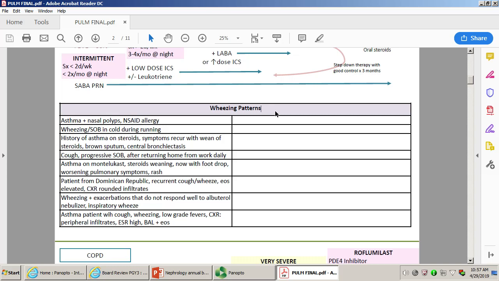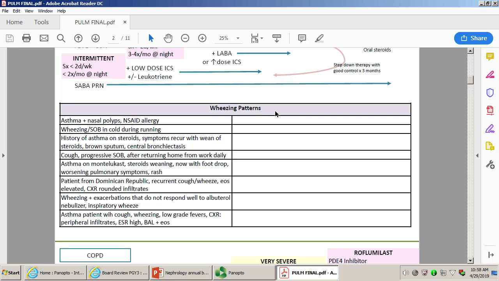A patient from the DR has recurrent cough, wheeze, eosinophils, chest x-ray has kind of these infiltrates. Maybe they migrate, those infiltrates. Loeffler's, which is a benign parasitic pneumonia. Loeffler's. Do you treat that with the antiparasitic? I don't believe so. I think it's self-limiting.